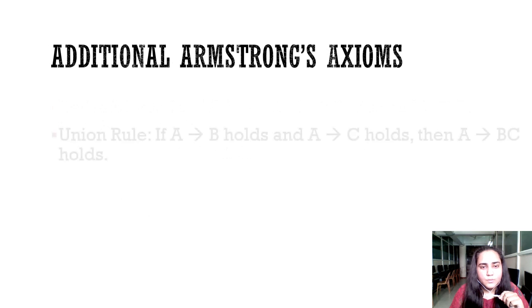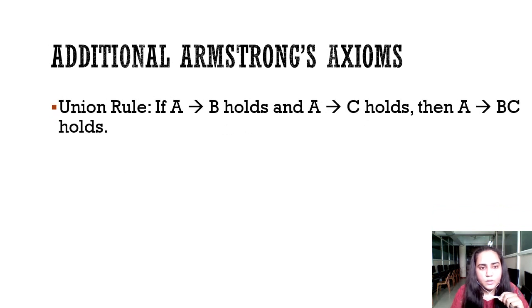So the additional Armstrong's axioms are: number 1, the union rule, which says if A determines B holds and A determines C holds, then A determines B, C holds. What exactly you did is, if A determines B is true and A determines C is true, and you can see that the left side is matching for both, then you can combine the right side. So it becomes A determines B, C.